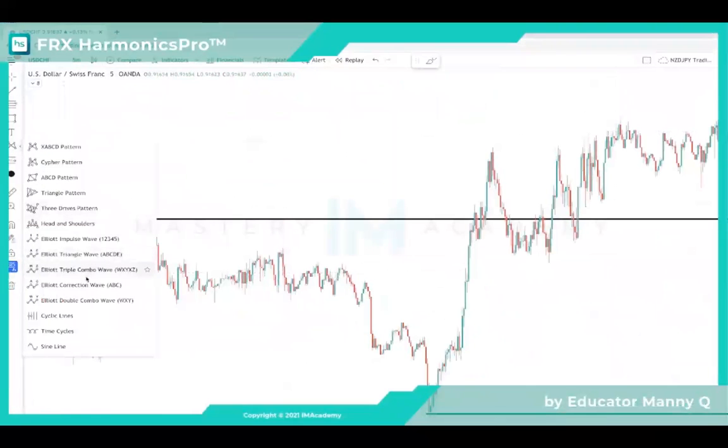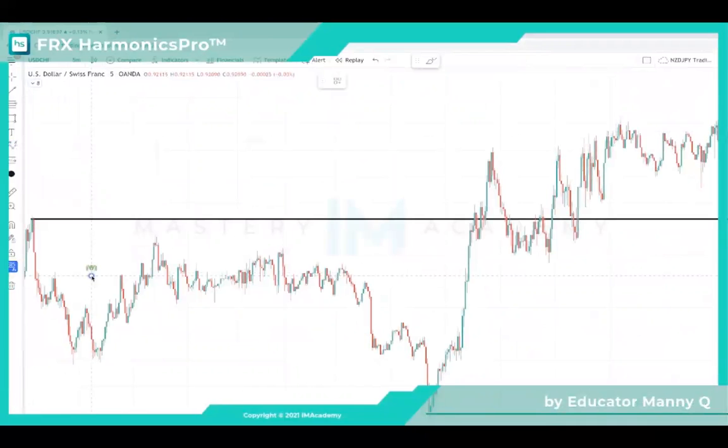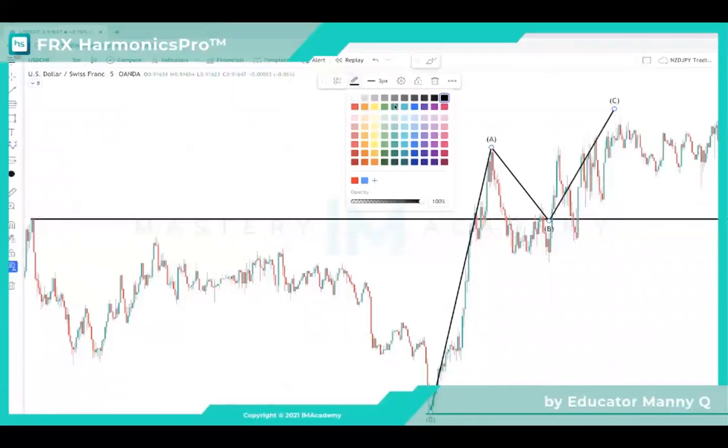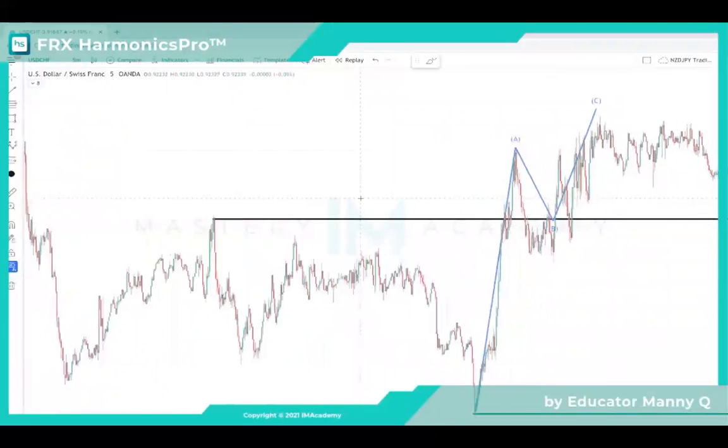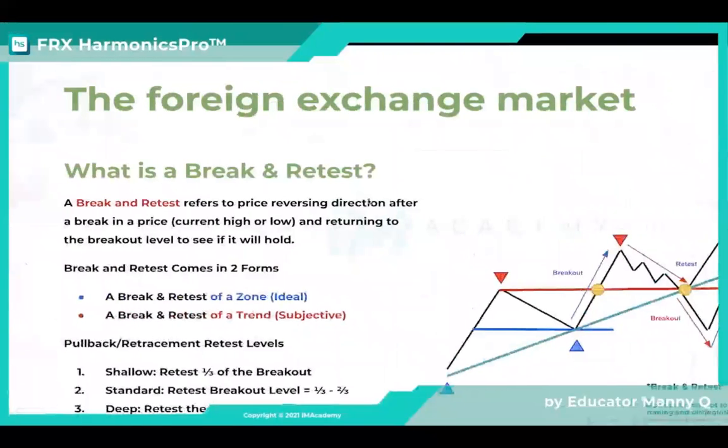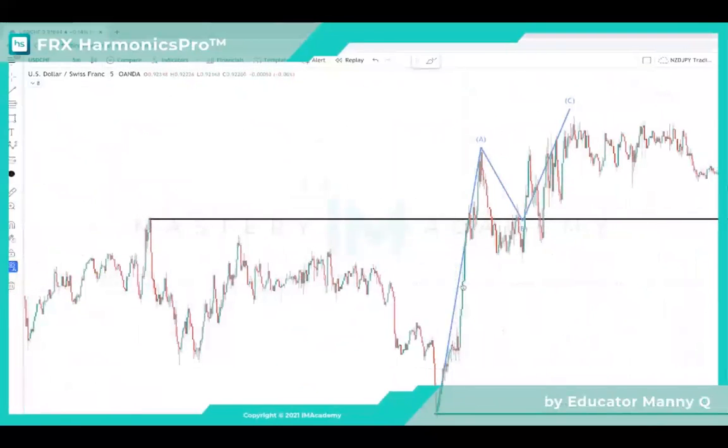Pardon me. Let's get a 1, 2, 3, which is not here. So we'll just do an ABC. Pardon me. Let's retry that. There we go. So we see price breaks. Price looks to retest that previous level of structure and then continue in the direction of the market. And we'll just make that blue since it's a bullish retest. All right. That's a break and retest. Which is ideal, wanting to see the break and retest of the zone.